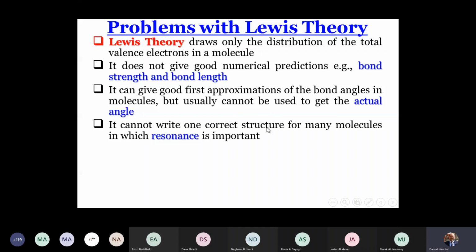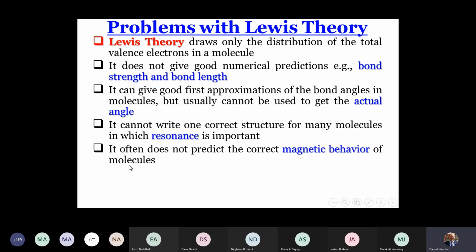It cannot write one correct structure for many molecules in which resonance is important. The resonance structures are structures of the same molecule that differ in the placement of the valence electrons. So Lewis could not explain which of these resonance structures is the best. We use the formal charge in order to know. So this is an inconvenience.